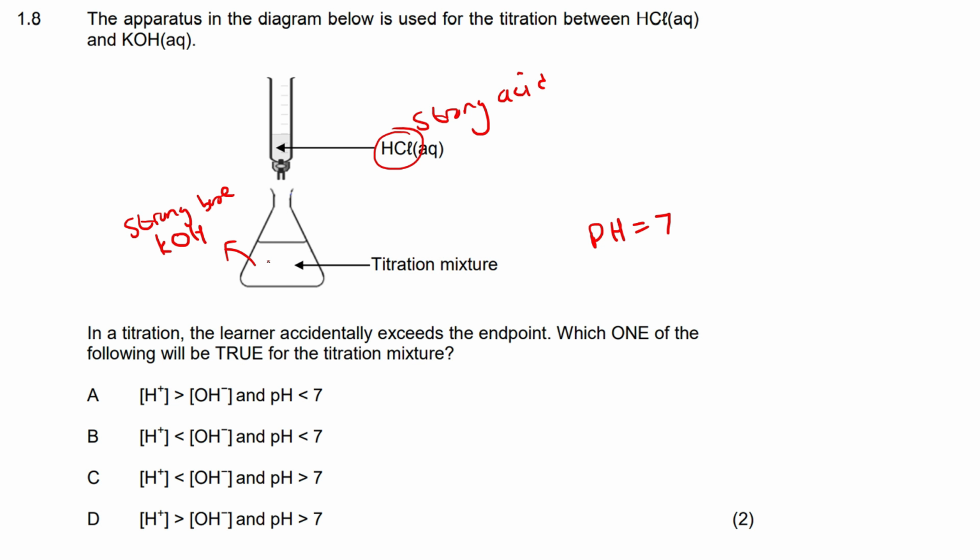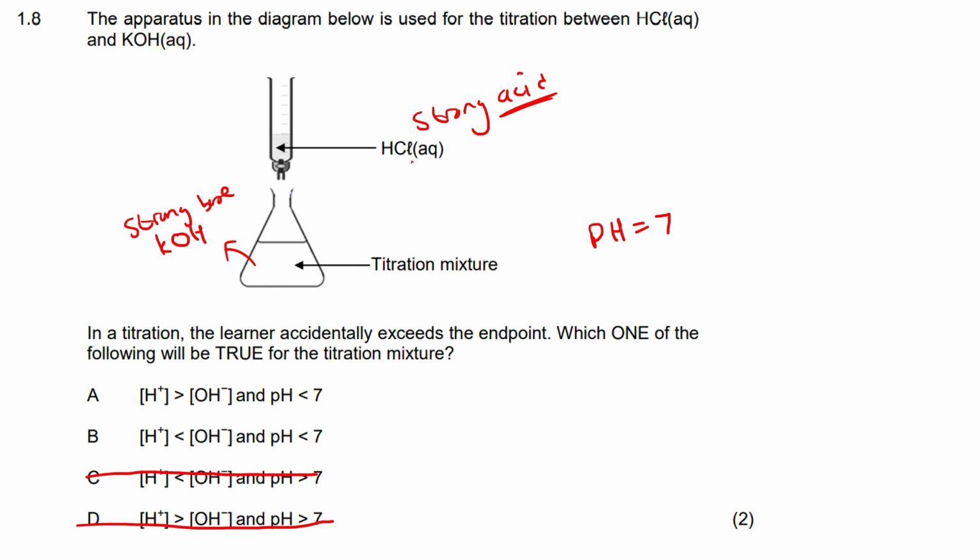So what will happen is that all of the KOH will be neutralized, but now there's going to be extra HCl that they're going to add after the titration is finished. So because they're adding more HCl, which is a strong acid, the pH is going to be more acidic. So it's definitely going to be less than 7. So it cannot be this one and it cannot be this one.